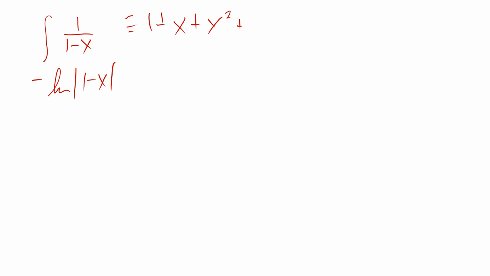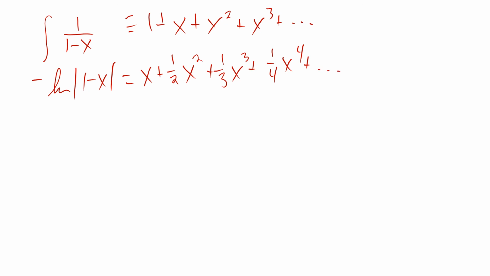We could also find the integral. We have 1 over 1 minus x. If we want to find the antiderivative of that, let's use substitution there. That's 1 over u, so we're going to have a natural log of 1 minus x, and there's going to be a negative there. The series 1 plus x plus x squared plus x cubed plus dot dot dot integrates to x plus 1/2 x squared plus 1/3 x cubed plus 1/4 x to the 4th plus dot dot dot, which we can write as a series.